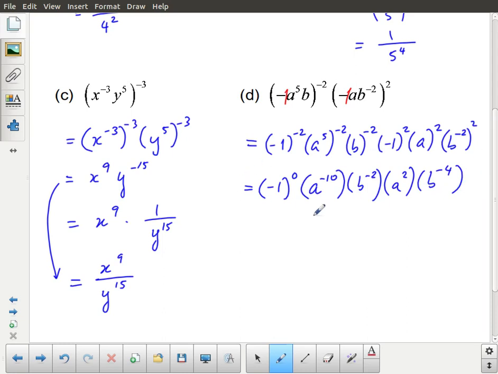And now that I've done that, I've simplified things. There are no brackets. We have no exponents to other exponents, no powers to other powers. -1 to the 0, anything to the 0 is just equal to 1. A to the -10, a to the +2, that gives me a to the -8. B to the -2, b to the -4 gives me b to the -6. So this ends up being 1 over a to the +8, b to the +6.